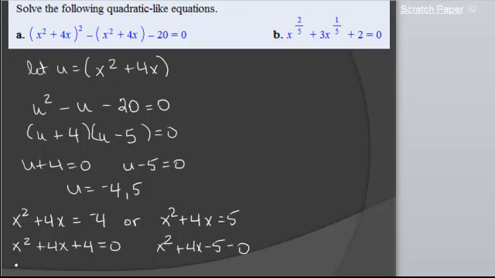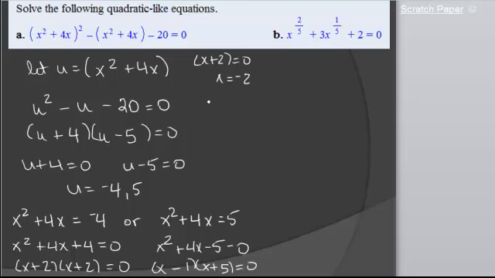If you factor each of those, you would end up with x plus 2 is equal to 0. Here you would end up with, you're going to need a 1 and a 5, and the 5 is going to be positive. Then you need to set each one of these factors equal to 0. So you'll have x plus 2 equals 0, which means x equals negative 2. You would have x minus 1 equals 0, so x equals 1. Then you would have x plus 5 equals 0, which means x equals negative 5.